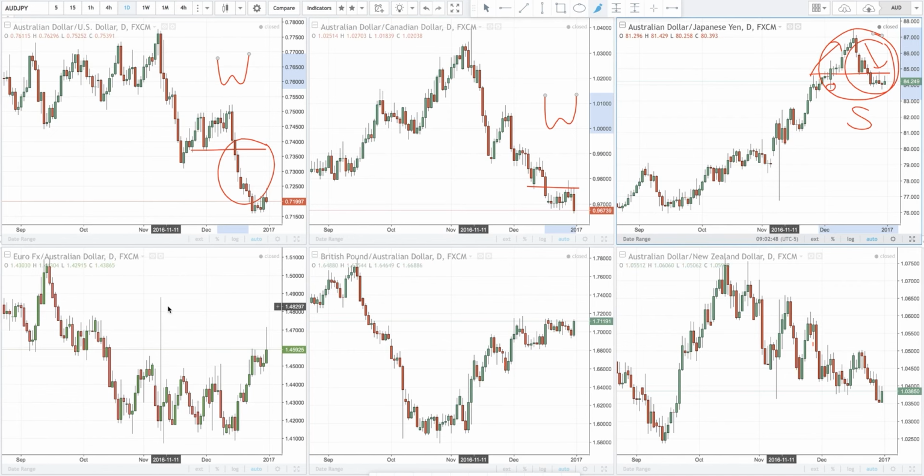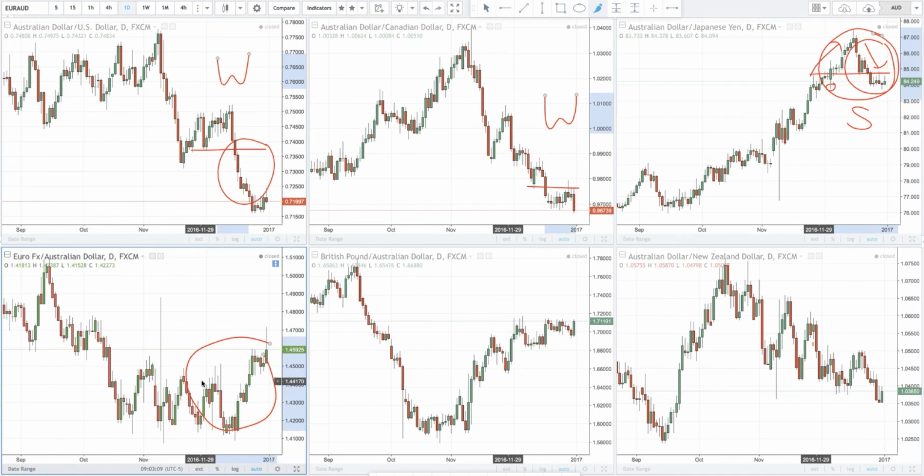Euro Aussie. Now here Aussie's on the right side, not on the left side, so the opposite is true for Aussie here. If the chart is going upwards, it means Aussie is getting weak. Euro's getting strong, but Aussie is getting weak. Looking at the recent area here, we're looking at a weak Aussie dollar.